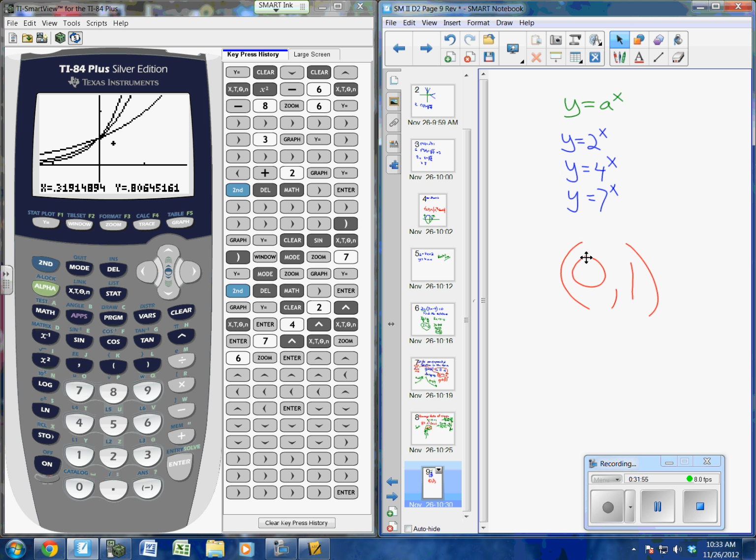Okay, everybody, what is an inverse? It's switching the x and y. Everybody write that on your 3x5 card. An inverse is switching the x and the y coordinates. Switch the x and the y coordinates.